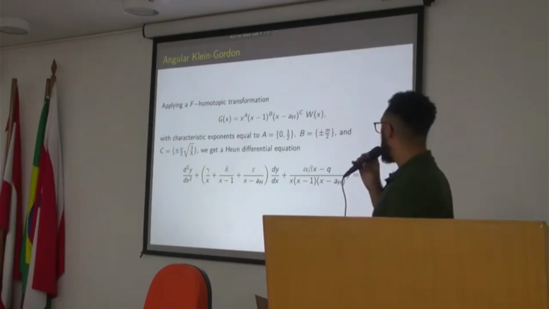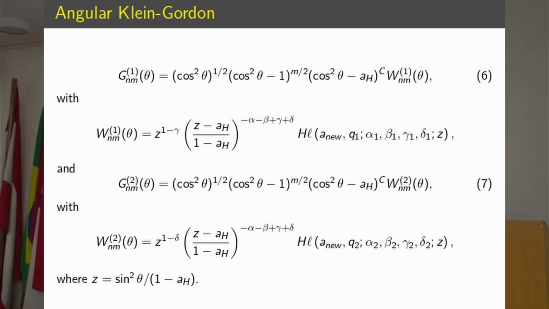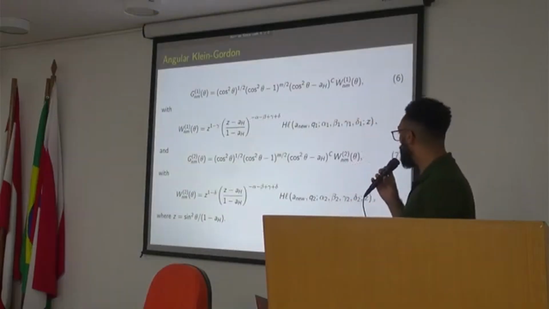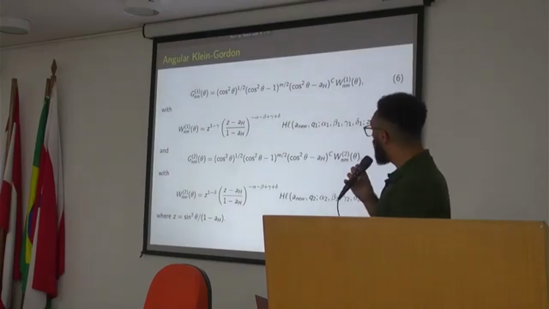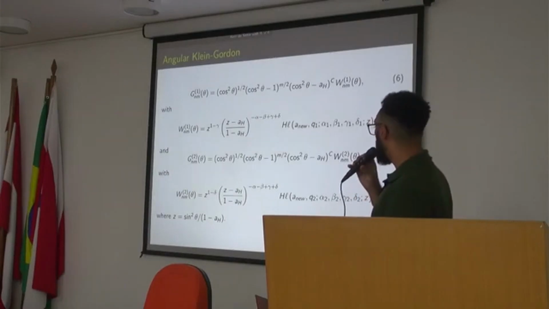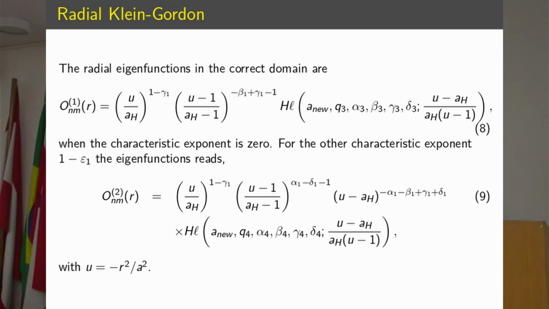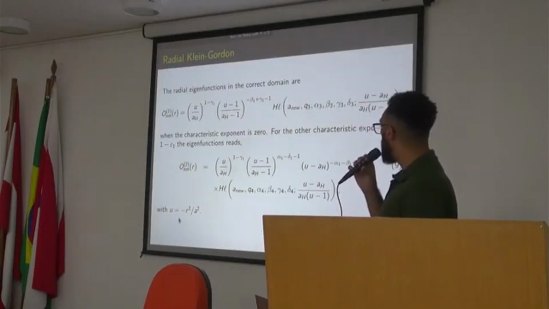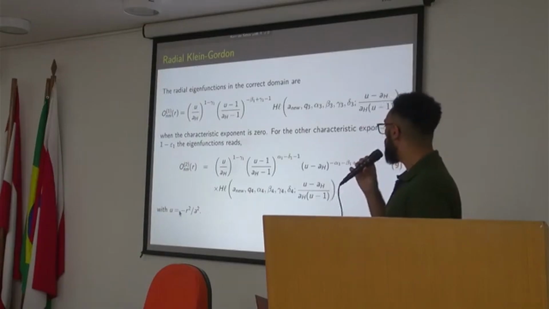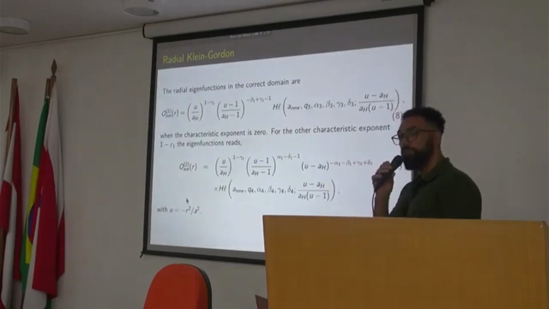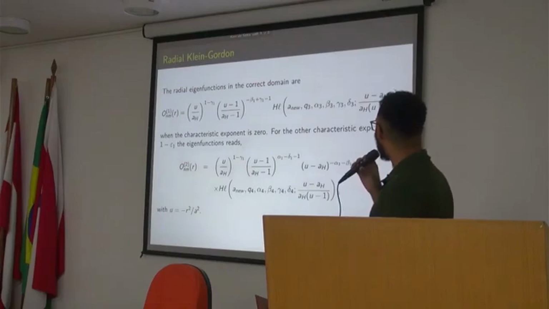This is a very well-known equation, and we can already solve that angular Klein-Gordon equation using local Heun functions. And then we can use a similar approach to solve the radial equation. The only difference will be the change of variables here. We needed to define a new radial variable because of singularities. But it is the same function, different coefficients.